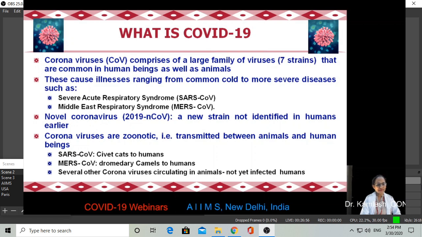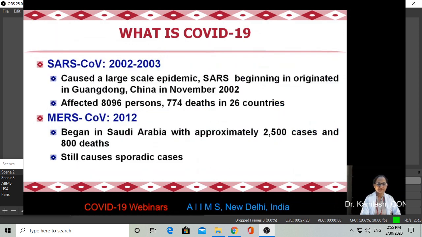Coronaviruses are zoonotic, that is, they can be transmitted between animals and human beings. These might include SARS coronavirus, which is transmitted from civet cats to humans, Middle East respiratory syndrome, MERS coronavirus, which is transmitted from camels to human beings, and several other coronaviruses circulating in animals, but which have not yet infected humans.